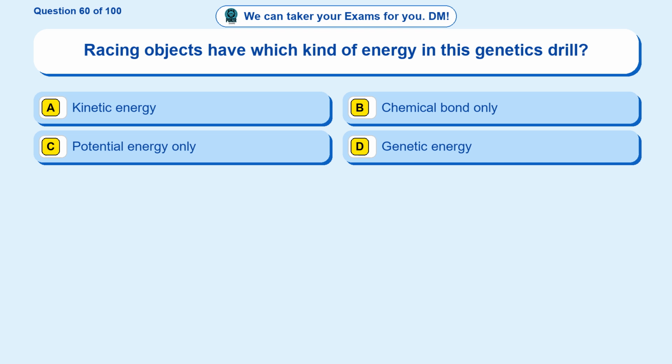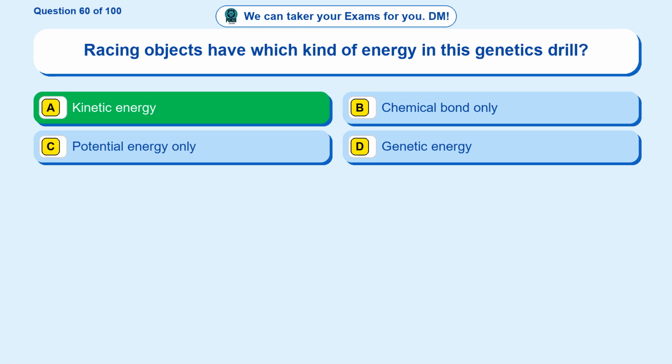Question 60. Racing objects have which kind of energy in this genetics drill? Option A, kinetic energy. Option B, chemical bond only. Option C, potential energy only. Option D, genetic energy. The correct answer is option A.